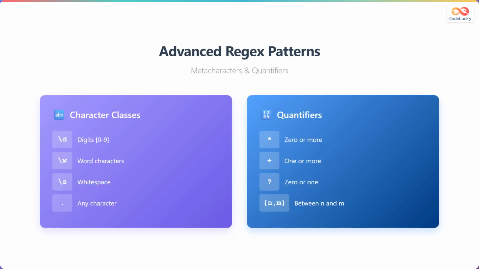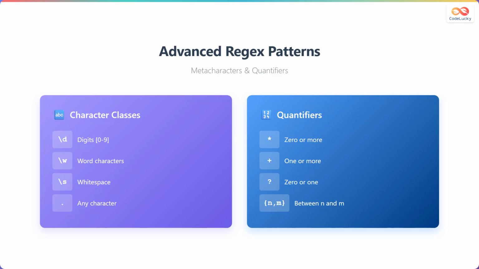Advanced pattern matching in Perl relies heavily on metacharacters and quantifiers. Character classes provide shortcuts for common patterns. \d matches any digit from 0 to 9. \w matches word characters including letters, digits, and underscores. \s matches any whitespace character such as spaces, tabs, and newlines. The . metacharacter matches any single character except newline.